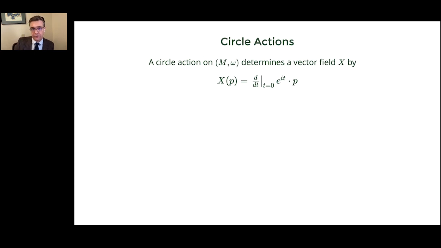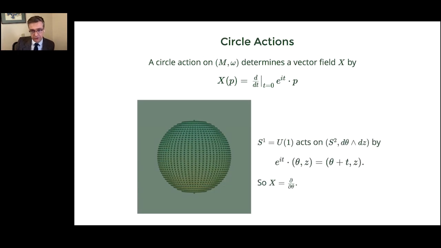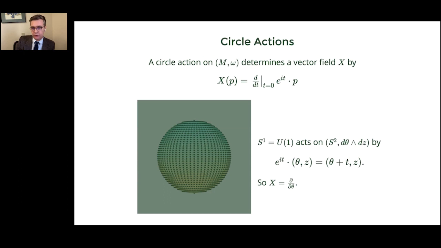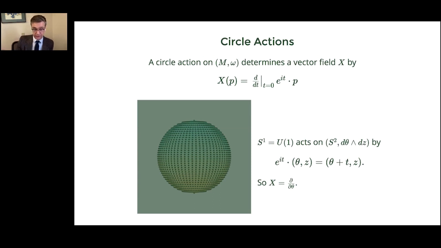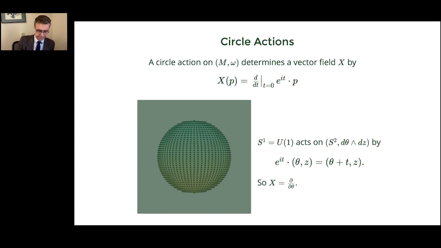I get an associated vector field, which is just tangent to the group orbits. And so again, in our example of the two-sphere, here's a circle action. Just rotate the two-sphere around the North Pole. And so the associated vector field is the same one we've already seen, the vector field that points along the circles of latitude. Okay, fine. So circle actions give me vector fields.